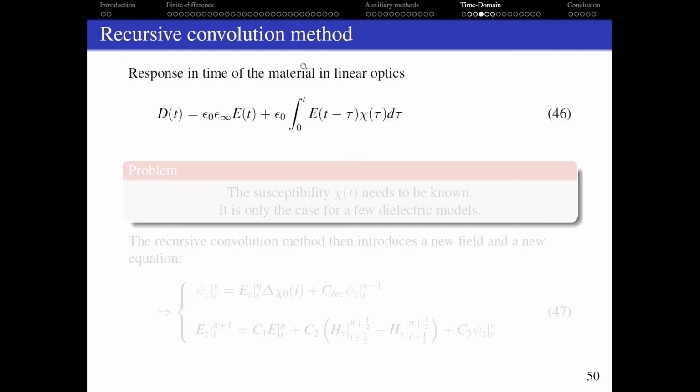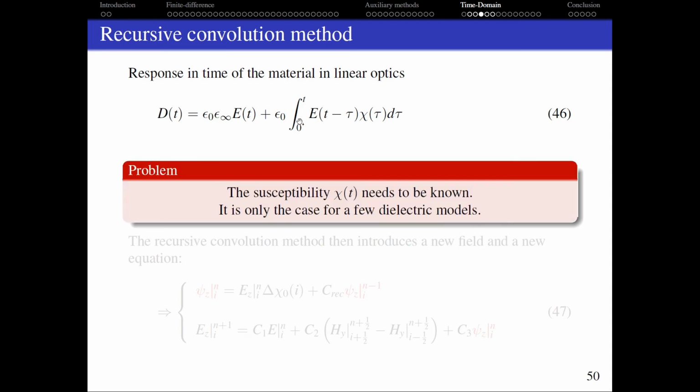So one way to do it is called the recursive convolution method. This works for linear optics, and in the time domain the response of a material in linear optics is written this way. But that means that we need to know the susceptibility of the material as a function of time. And the issue is that not all dielectric models are going to work for this.